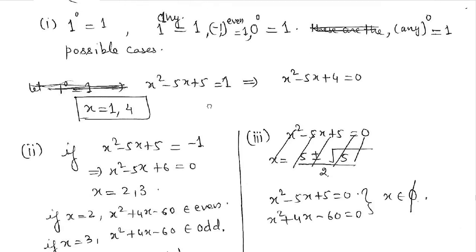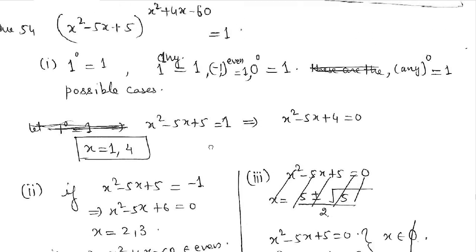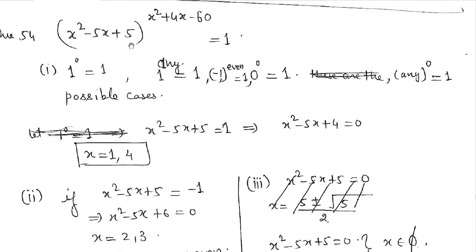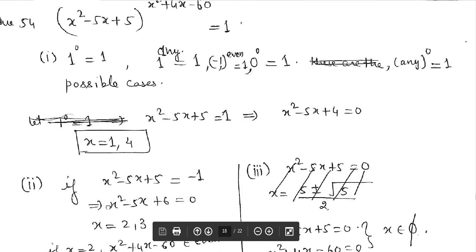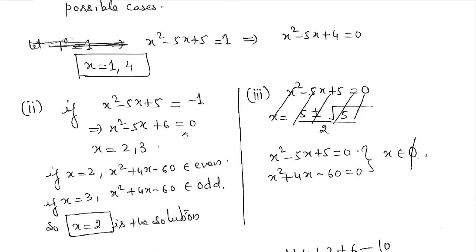So in the first case, what I am solving here, we are making this equal to 1, and this may be anything, then it will still be 1. On solving this we are getting 1 and 4. Now the second part is, we made this equal to minus 1. If minus 1 to the power even, we will still get 1. So on solving this we are getting x equal to 2 and 3.